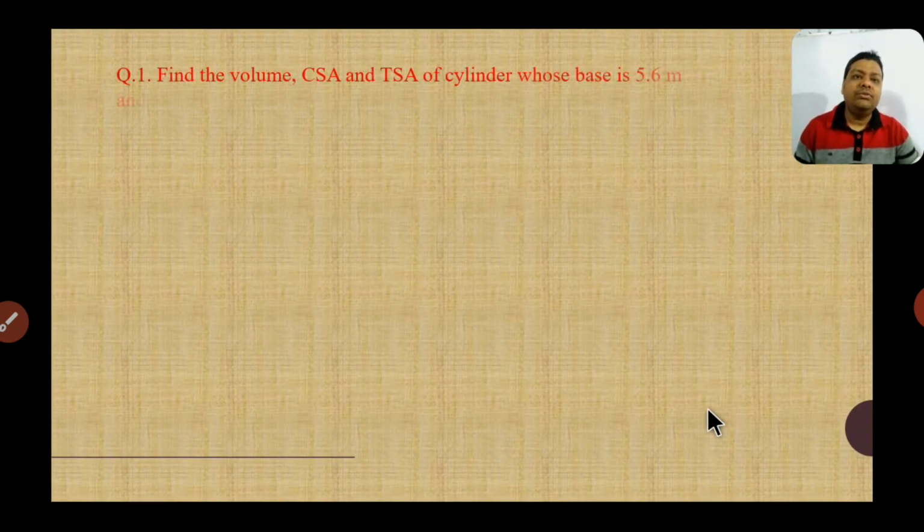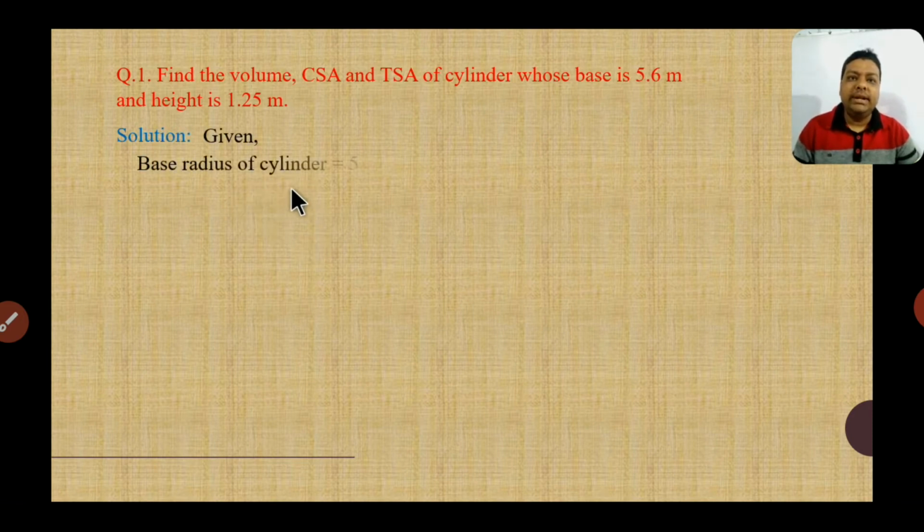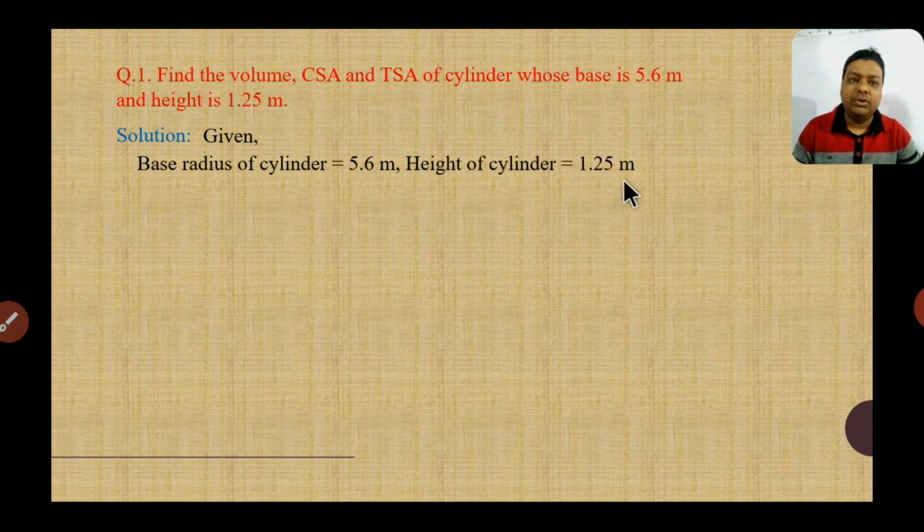So now students, we have to find the volume, CSA, which means curved surface area, and TSA, which means total surface area of this cylinder, where base radius and height are given. Okay. So given base radius of cylinder is 5.6 meter and height of cylinder is 1.25 meter. Now, volume of cylinder, we know the formula pi r square h.